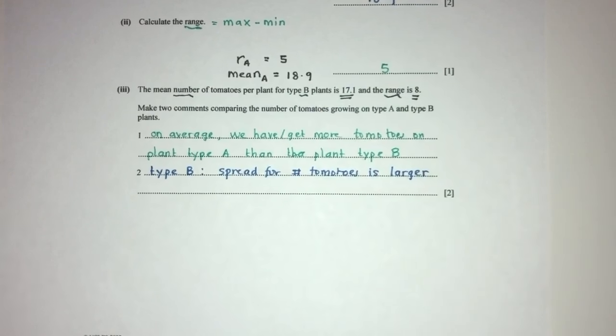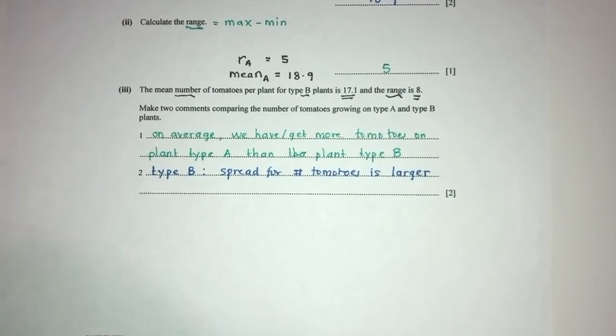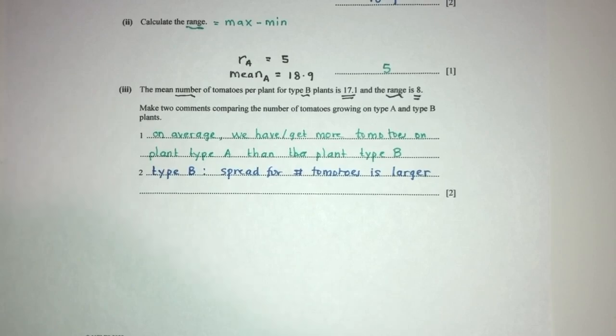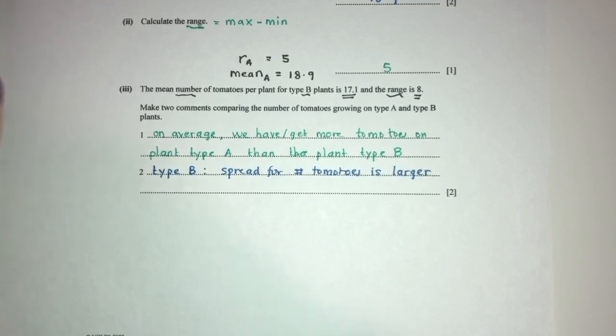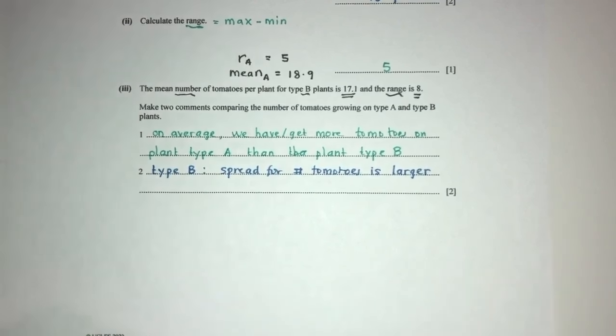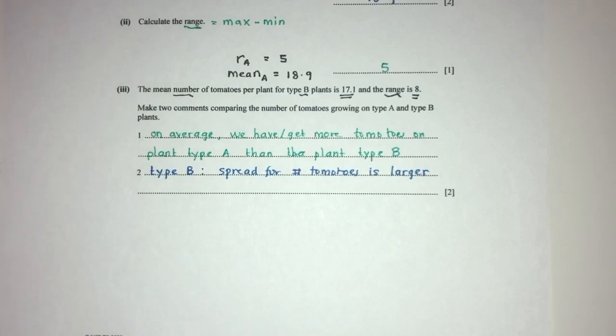So what does that mean? It means that it varies more in the number of tomatoes produced as compared to type A. You're more likely to get fewer tomatoes as well as more likely to get more tomatoes from type B. You can write that as well. It will also work for your answer. More likely, less likely. The spread, the variation, is larger for type B.